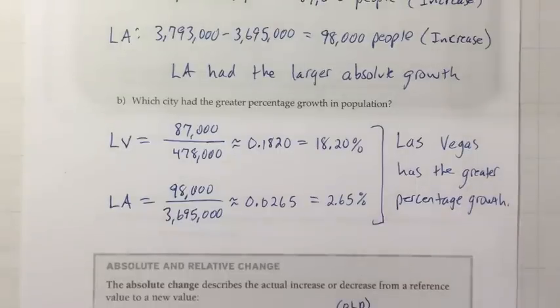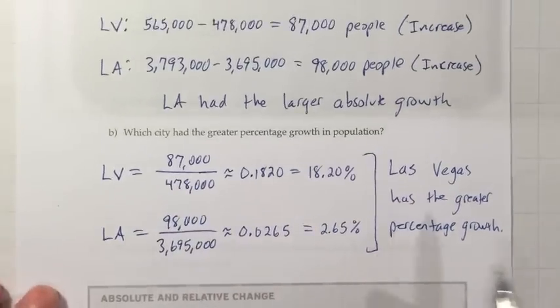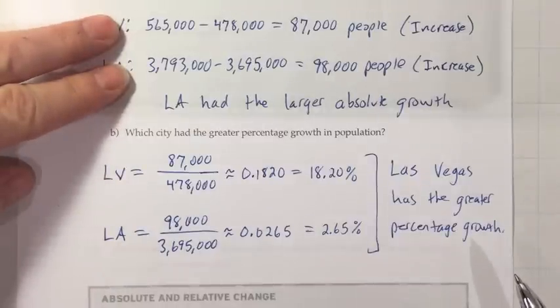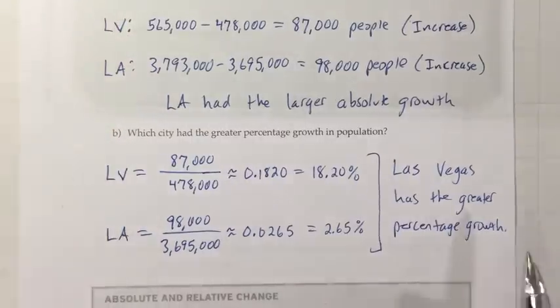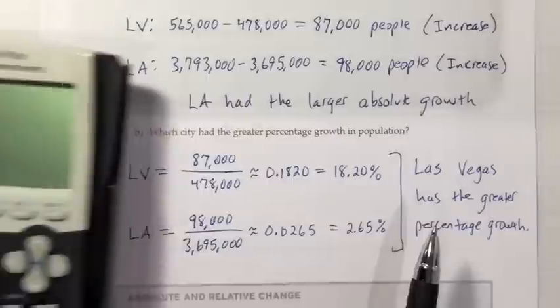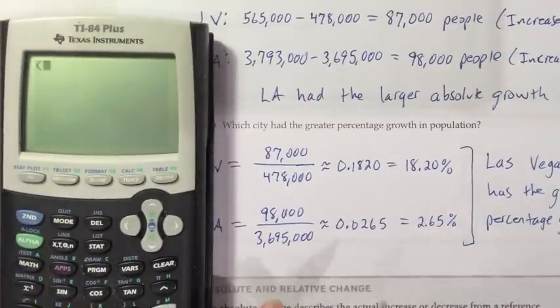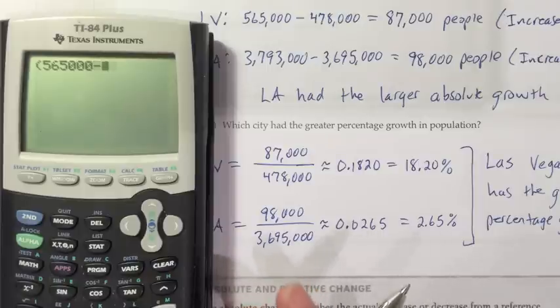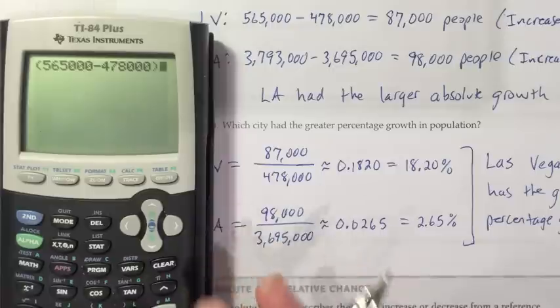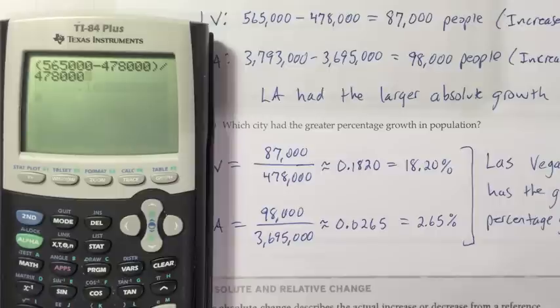And then just another quick thought. If they had only asked which city had the greater percentage growth, you would have the option of doing the absolute growth calculation first and then doing the division, but you could also do it all at once. So let me just show you what that would look like for Las Vegas. I would take the 565 newer value minus the 478 older value. I'd make sure I put that in parentheses, and then I would divide by the older value, 478,000.